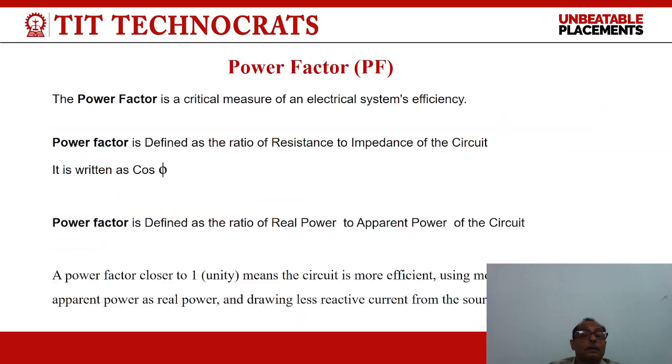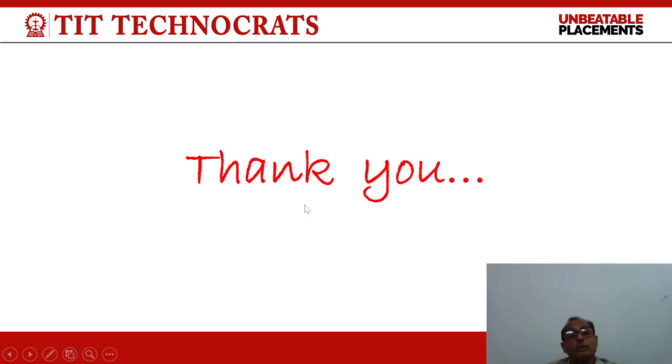Then comes your power factor. Power factor is a critical measure of electrical system's efficiency. Power factor is defined as the ratio of resistance to impedance of the circuit. It is written as cos phi. Power factor is also defined as the ratio of real power to apparent power of the circuit. A power factor closer to unity means the circuit is more efficient, using most of the apparent power as real power and drawing less reactive current from the source. So the cosine of the angle between voltage and current is also power factor, and the ratio of resistance to impedance is also power factor, and the ratio of real power to apparent power is also power factor.